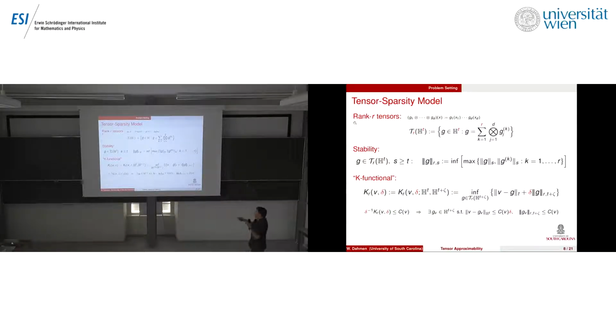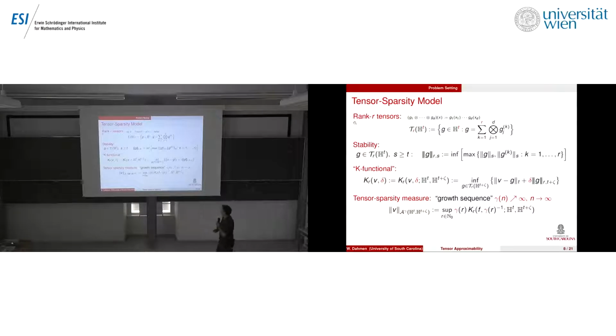What it means here is that you can approximate V by a rank R tensor with accuracy delta, and you can also assure that the stability norm of the rank R tensor is uniformly under control. So this says you look at functions which are uniformly approximable. What we want to do now is to tie this delta to the rank which is needed here. And that gives this kind of tensor sparsity measure.